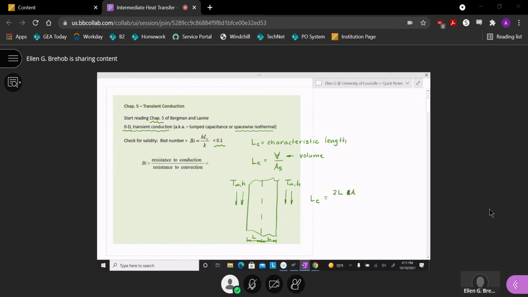Oh, sorry, that's not where I put my 2. Sorry. Okay, just some surface area. So 2L thick, and I got a surface area.